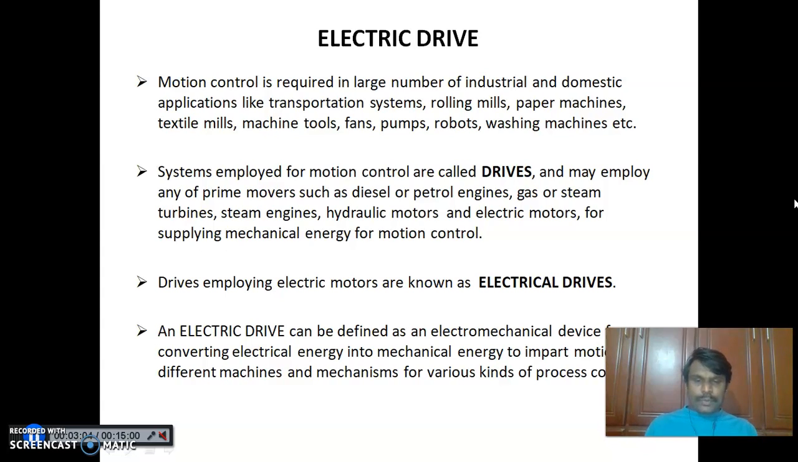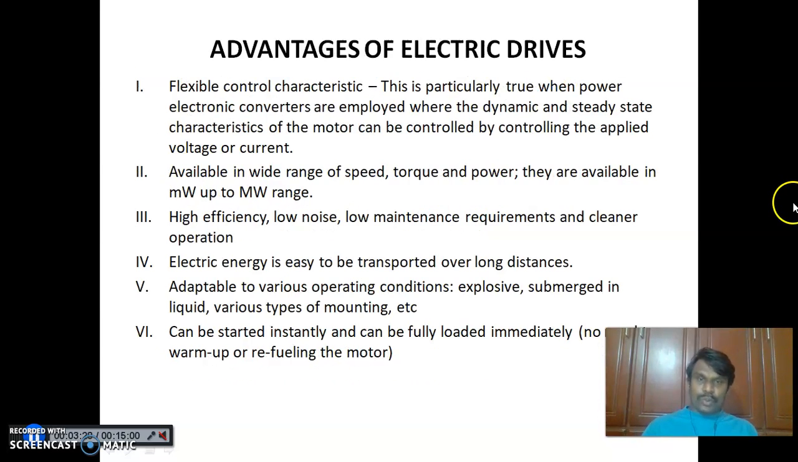An electrical drive can be defined as an electromechanical device for the conversion of electrical energy to mechanical energy, to impart motion to different machines and mechanisms for various kinds of process control.